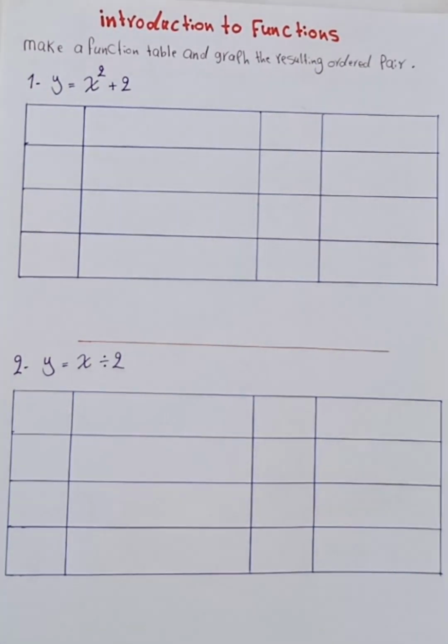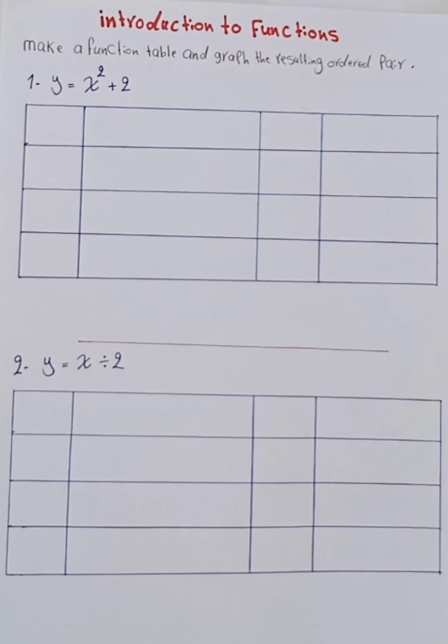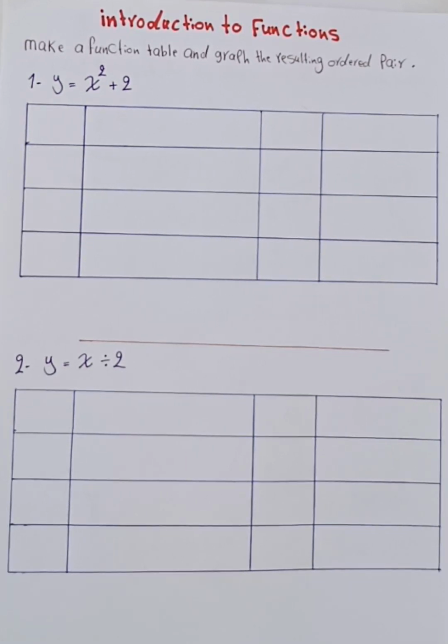Hello dear students, in this lesson I'm going to talk about introduction to function. In mathematics, a function operates according to a rule to produce exactly one output value for each input value. The input is the value substituted into the function. The output is the value that results from the substitution of a given input into the function.